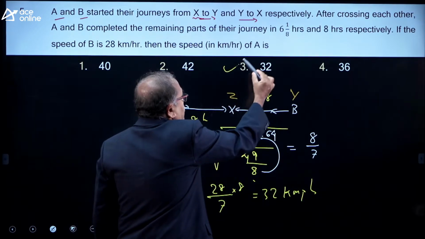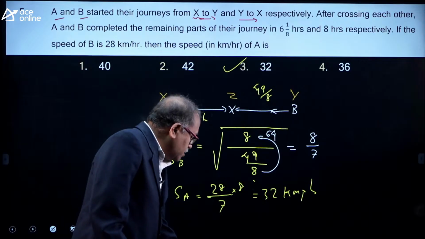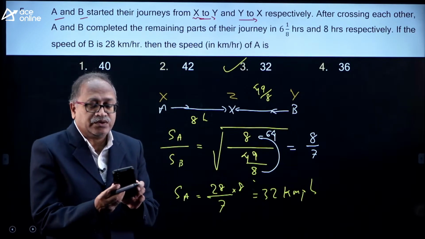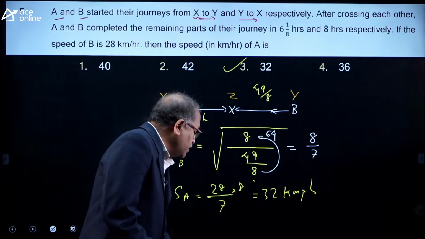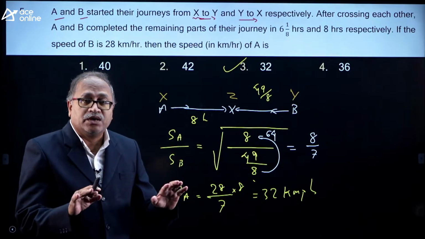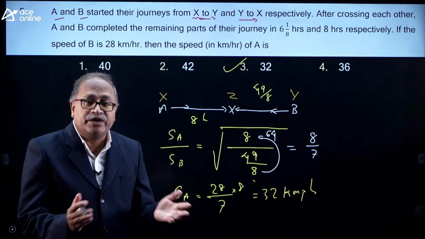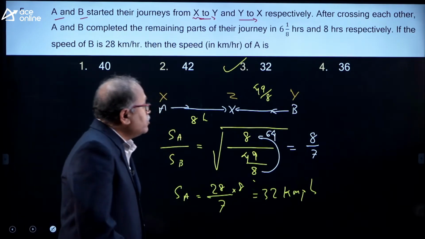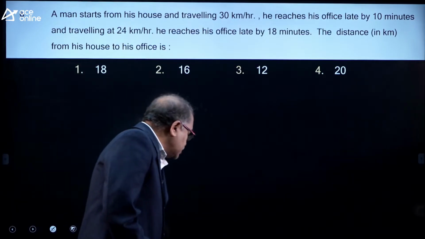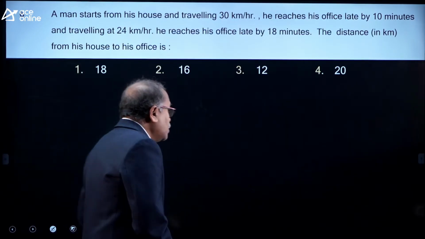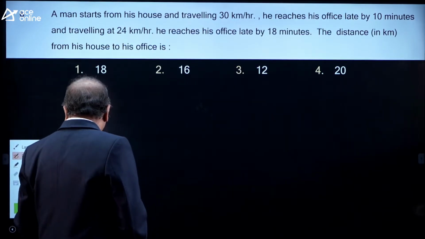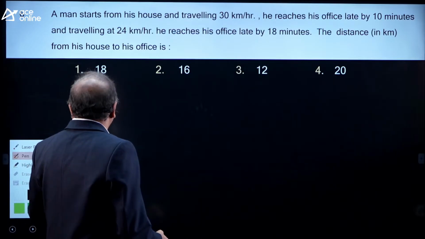Okay, that is there, and beautifully answer the question, and this is a very standard question, my dear friends, very frequently comes in the different examinations. Moving on to the next question, and the next question is this. Okay, let me see how many of you can answer this question.